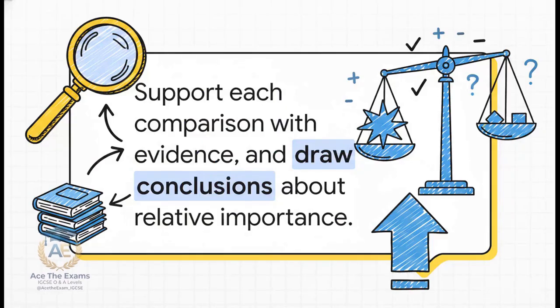I really want to drive home this essential instruction because it is directly inspired by the examiner's marking criteria. Use comparative connectives, support each comparison with evidence, and draw conclusions about relative importance. That last part right there, drawing conclusions about relative importance, that is the final piece of the analytical puzzle. Don't just list your findings and walk away like your job is done. You need to tell the examiner exactly why one factor outweighs the other. That is the secret to locking in those top-tier bands.